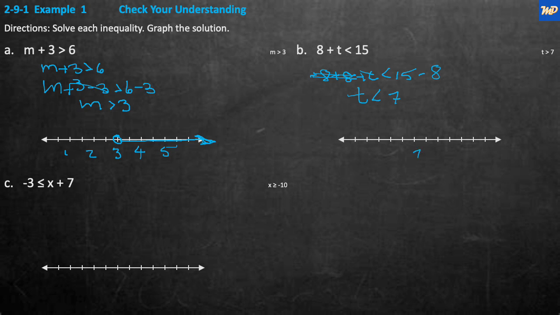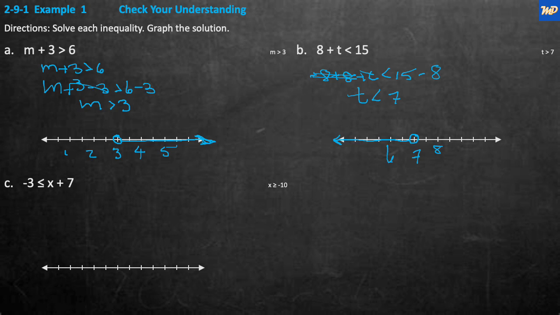So I'm going to come down here, I'm going to write my 7 right here, and I'm going to have a 6 right here, and an 8 right here. That's all I need on my graph. It's less than, not equal, so I'm going to put a circle around 7. There's the circle, and t is less than that. So t is everything that's less than 7, everything forever less than. There's the solution.